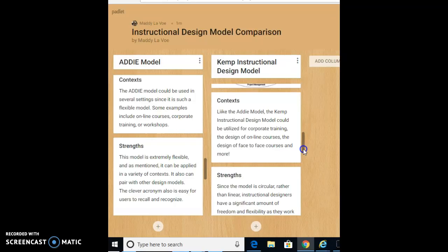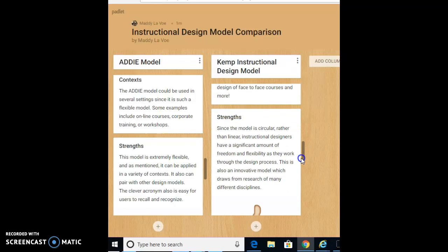So for the strengths of the Kemp model, it's a circular model rather than linear, so it does give instructional designers more freedom and flexibility to think about how they would like to go about that instructional planning process, what order they might want to work in. It's also innovative and it does draw from research on many different disciplines.